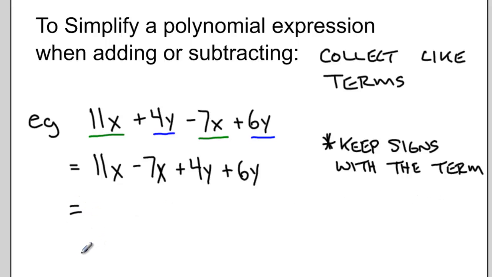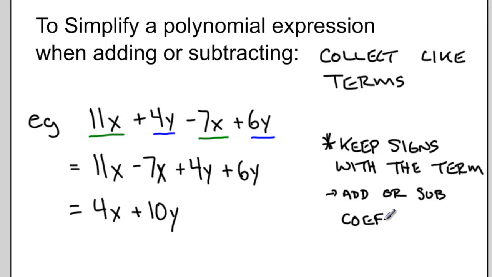And I'm not quite done yet. Now that I've collected like terms, now that I've grouped them side by side, I can add them together or subtract them. So in my case here, 11 x's take away 7 x's leaves me with 4 x's, and 4 y's plus 6 more y's leave me with 10y. So I'm adding or subtracting the coefficients.